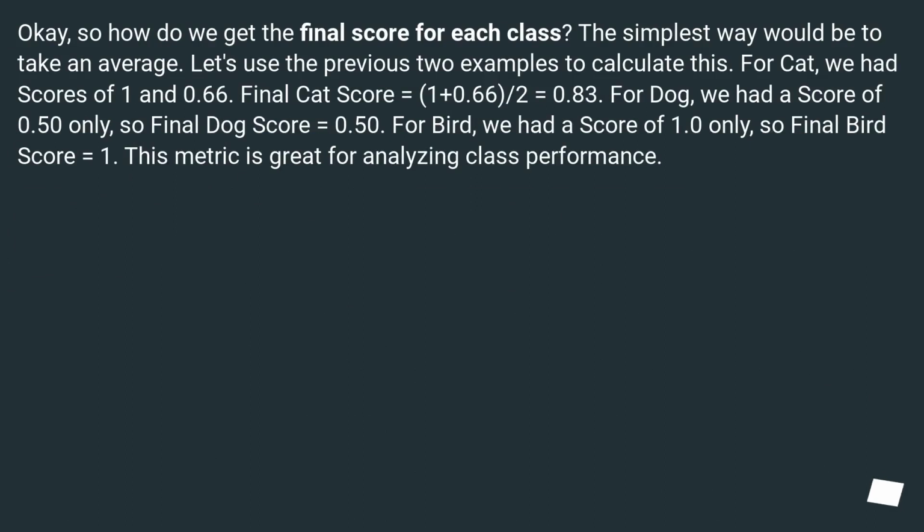Okay, so how do we get the final score for each class? The simplest way would be to take an average. Let's use the previous 2 examples to calculate this. For cat, we had scores of 1 and 0.66. Final cat score equals (1 plus 0.66)/2 equals 0.83. For dog, we had a score of 0.50 only, so final dog score equals 0.50. For bird, we had a score of 1.0 only, so final bird score equals 1. This metric is great for analyzing class performance.